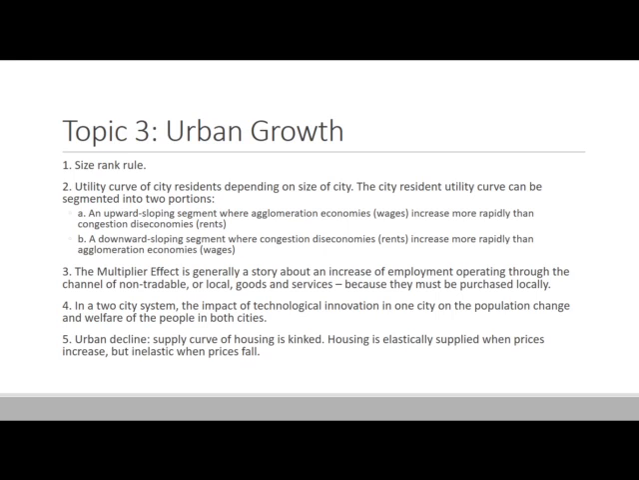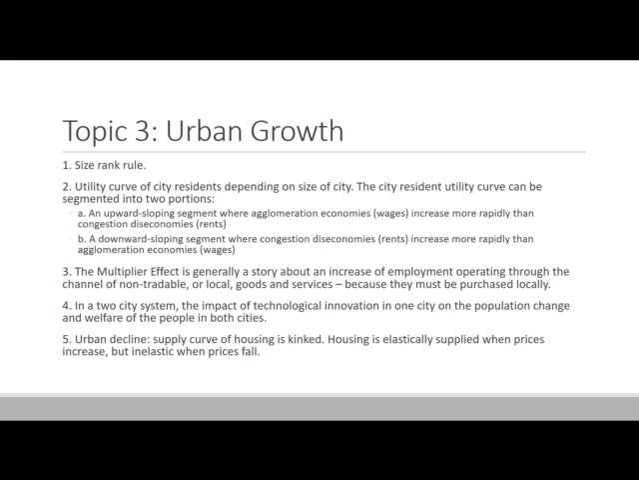Okay, so the first knowledge point we meet in this topic is the size rank rule. In general, the idea is that if the population of the largest city in a country is M, then the second largest city will have a population of half M, and the third one will be 1/3 of M, and so on and so forth. So just a brief idea. Some people also call it Zipf's rule, but it's just some statistical property of the size rank.